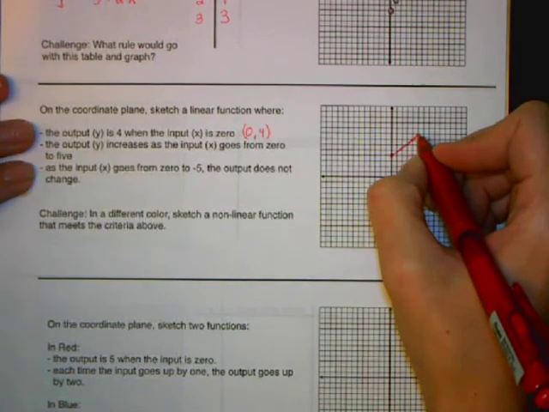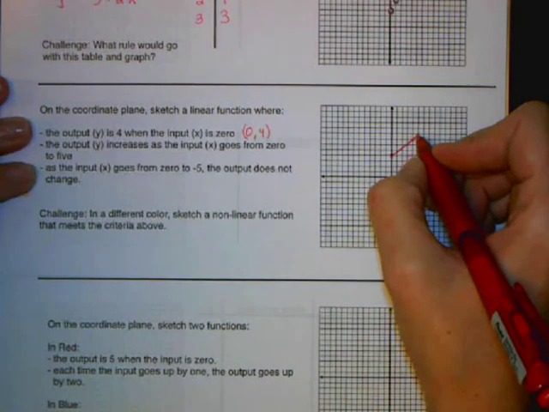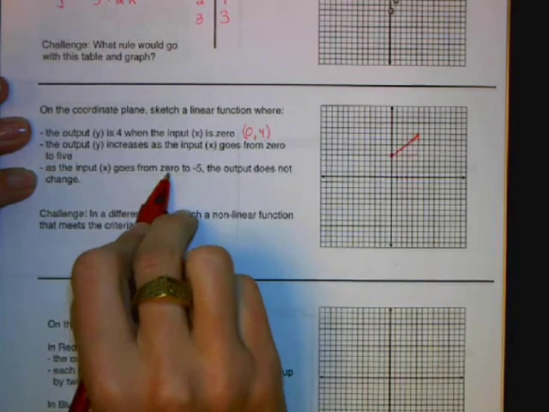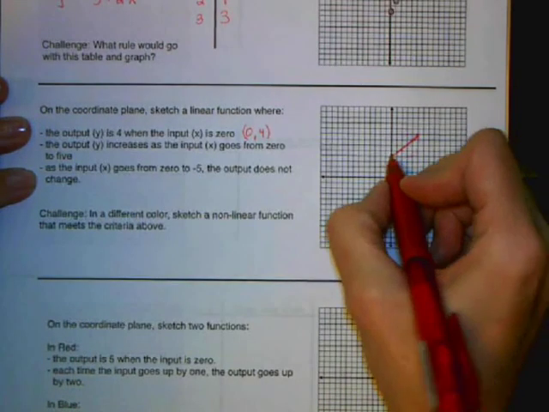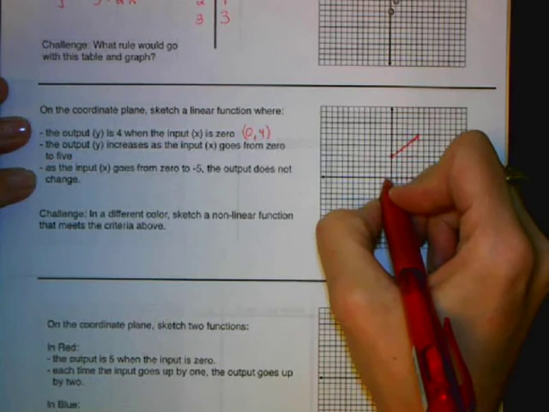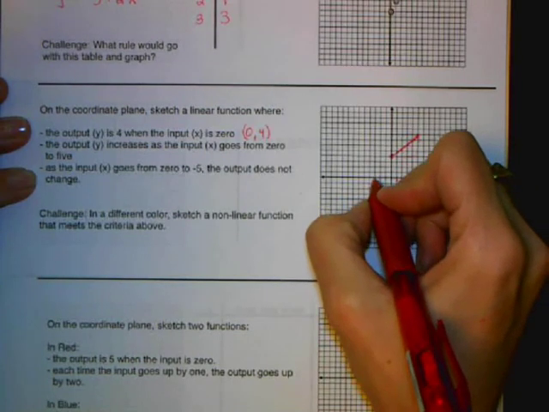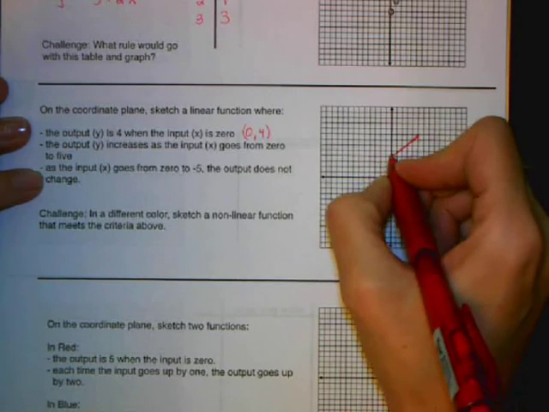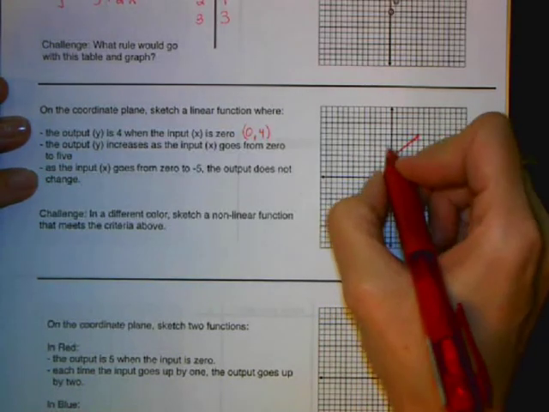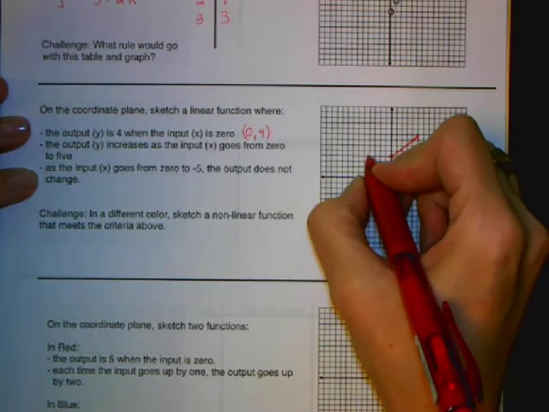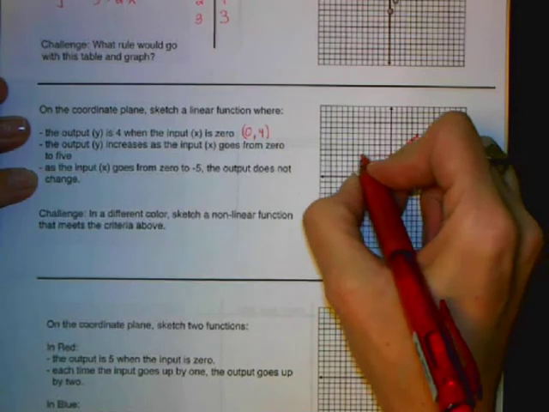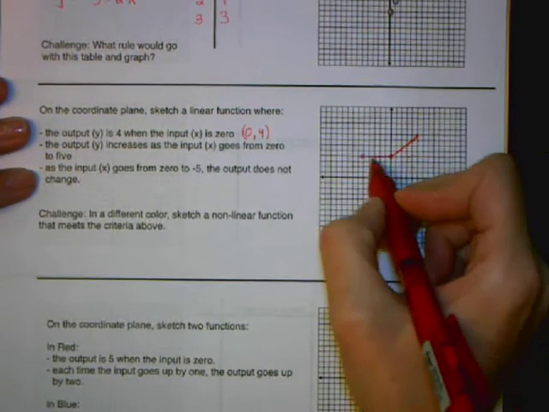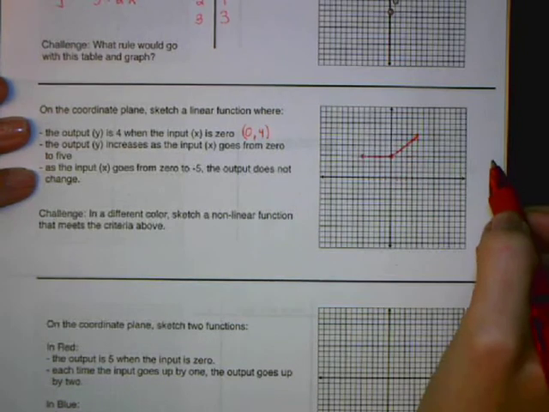Next, we have a separate section of our graph. This is a new section of the graph. And as the input goes from 0 to -5, so I'm starting here, and now I'm going from 0 to -5. So -1, -2, -3, -4, -5. I'm going to move backwards in the graph. The output doesn't change. The y value doesn't change. So my graph would look like that. So these are two separate linear segments.